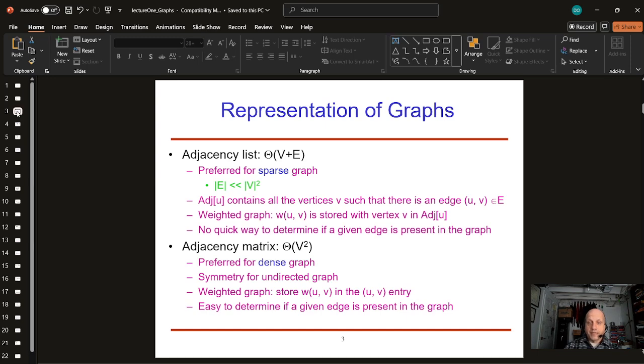So this is preferred for a dense graph, and there's a symmetry for undirected graph. Here, the weighted graph. You store the weight of u to v in the uv entry, and it's an easy determinant of whether a given edge is represented in the graph.